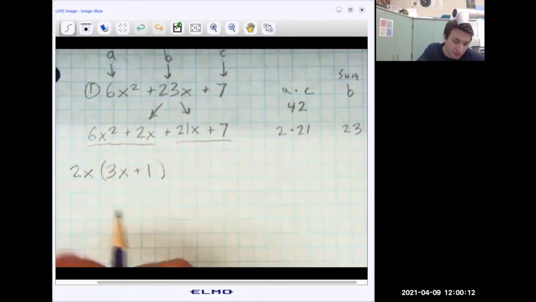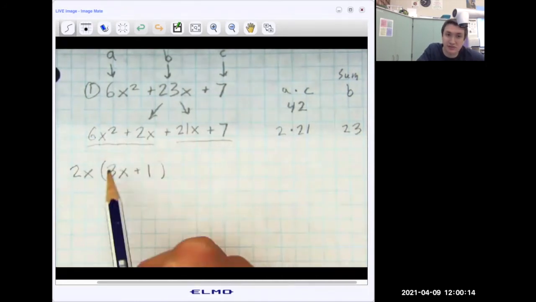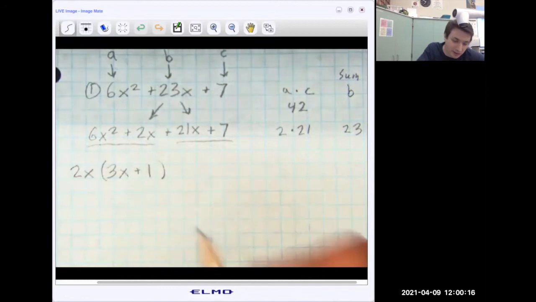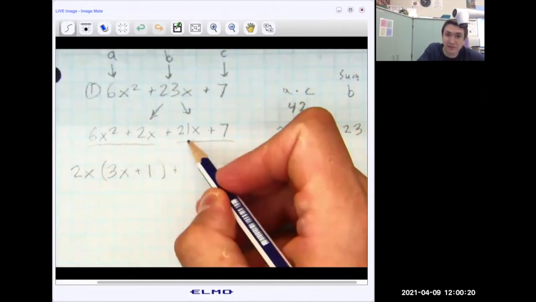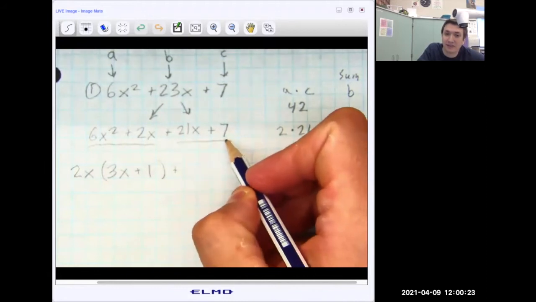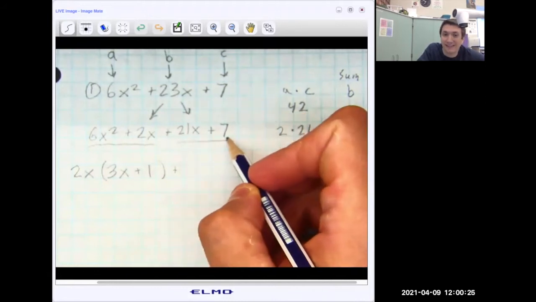Okay, so I broke this into these two factors. And now I bring down my plus, and I do the same thing over here. Is there some number that divides evenly into both of these? I see a 7.